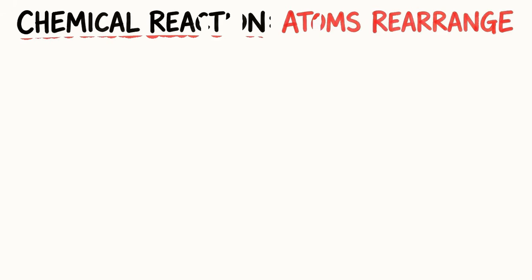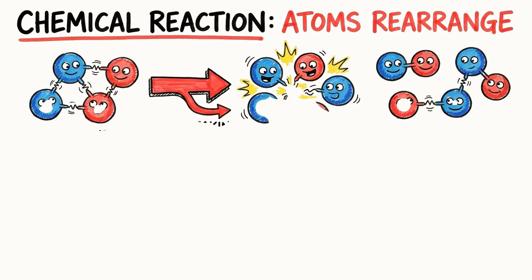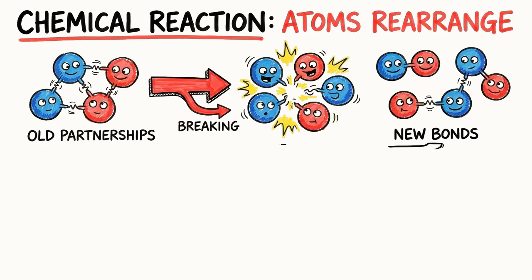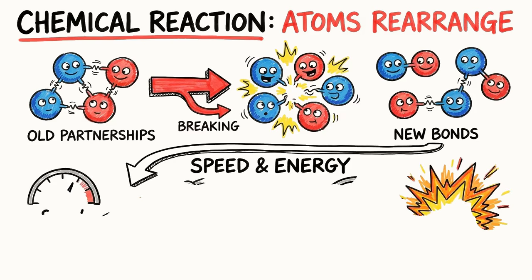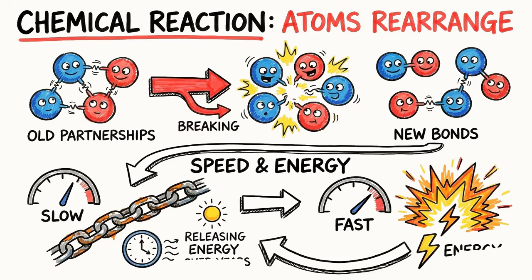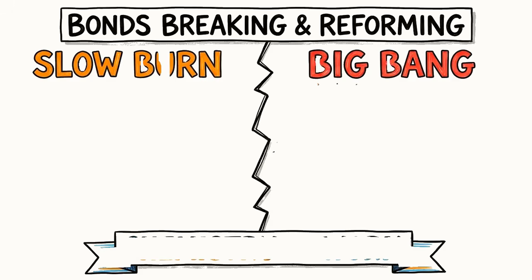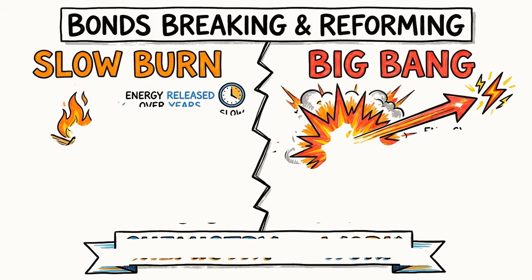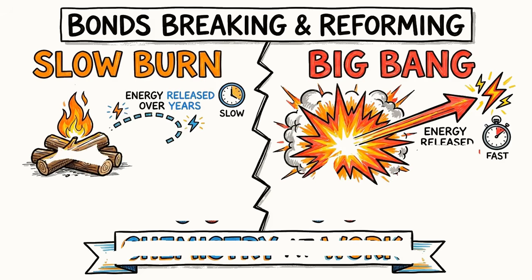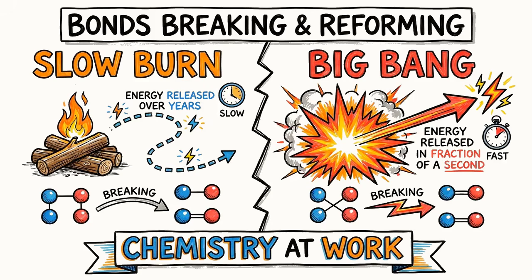A chemical reaction is just atoms rearranging into new bonds, breaking old partnerships to form new ones. How fast that happens depends on energy. The rusting of iron is a chemical reaction happening in slow motion, releasing energy over years. An explosion is the same basic idea: bonds breaking and reforming, but it releases all its energy in a violent fraction of a second. A slow burn versus a big bang. Both are just chemistry at work.